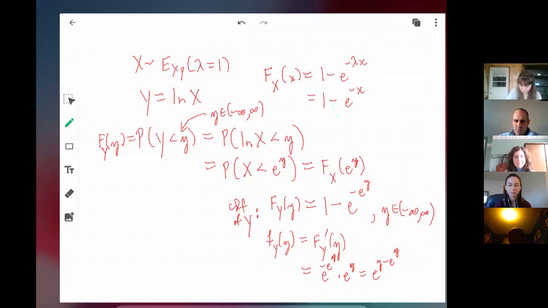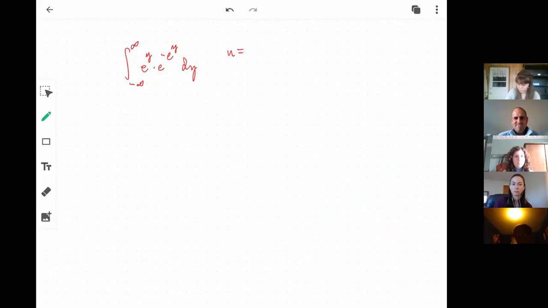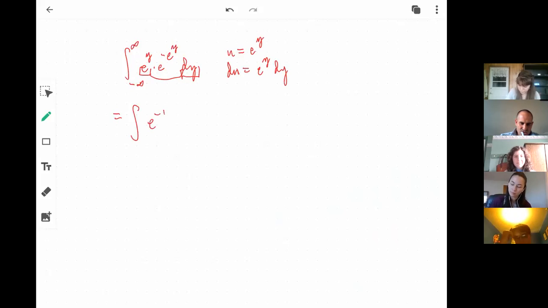So watch this. This is just good practice for you guys. If I were to integrate from minus infinity to infinity, I don't know, I'm sort of regretting putting those things together, e to the y times e to the minus e to the y dy. What could I put u equal to for sure? Help me out. What do you guys think? How about e to the y? Then what's du? E to the y dy, which is exactly what we see right here. This is the same thing as the integral of e to the minus u du.